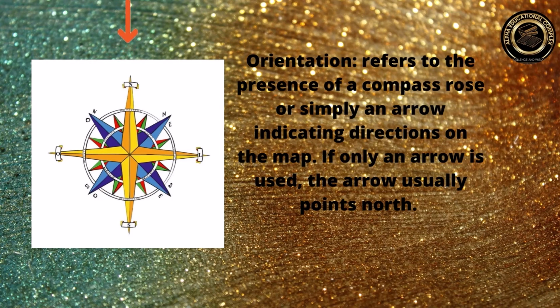The next feature we will talk about is orientation, and this orientation refers to the presence of a compass or symbol, an arrow indicating directions on the map. If only an arrow is used, the arrow usually points north. So when you take any map, you see that sometimes we have some arrow on it pointing north. It tells you how to position the map when you are being given the map.